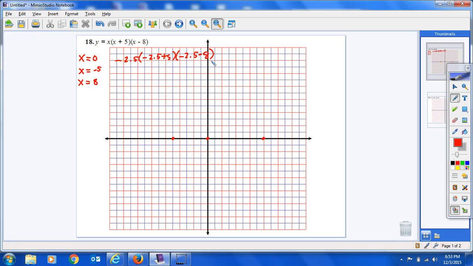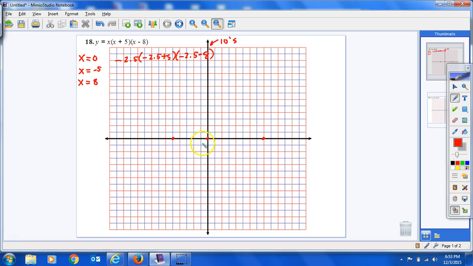And I'm still plugging in. All right, and I get a pretty big number. I get 65.625. So obviously that's much bigger than my graph can hold. So I'm just going to treat the y-axis differently. I'm not going to change the x. I'm just going to leave those in terms of 1. So I'm going to say that the y-axis is in tens.